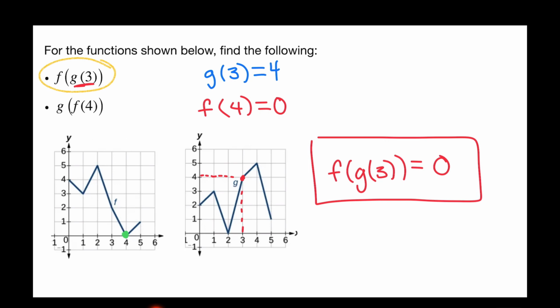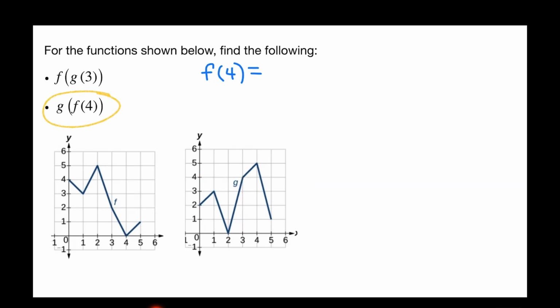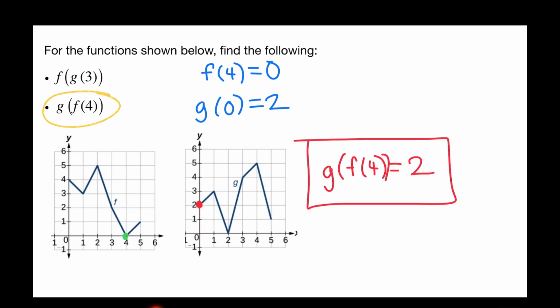All right, what about the next one? g of f of 4. We're going to start on the inside and find f of 4. We actually already did that, but let's do it again. When x is 4, the y value is 0. So f of 4 is 0. This f of 4 turns into a 0. Now I have to find g of 0. I'm going to go to my graph of g. When x is 0, the y value is 2. And that is my final answer.